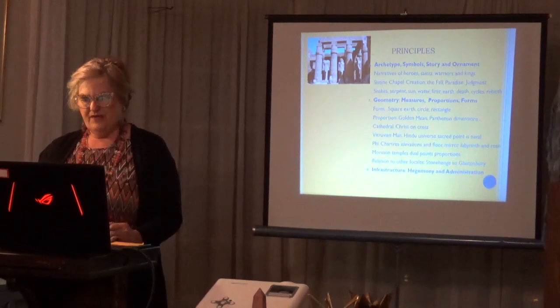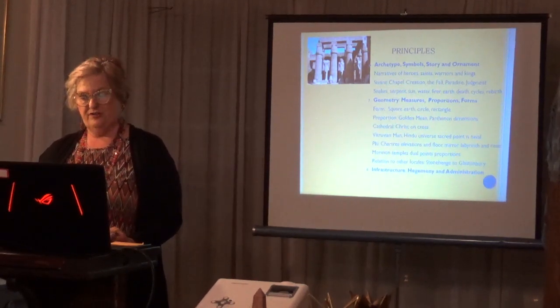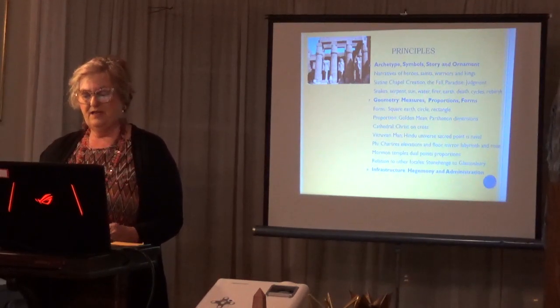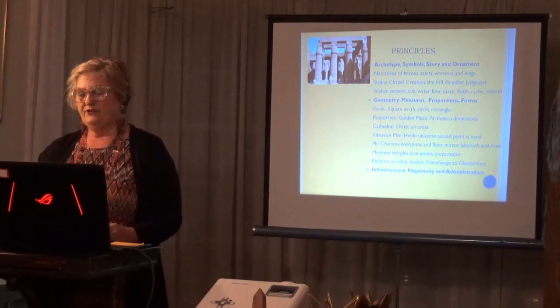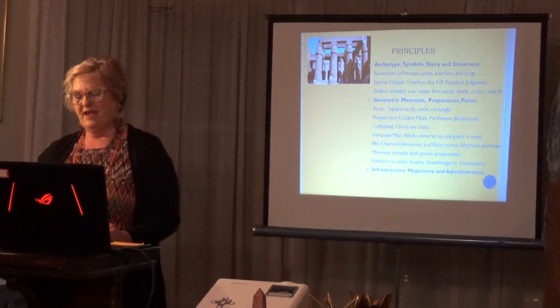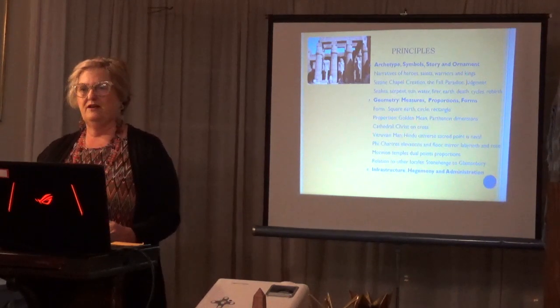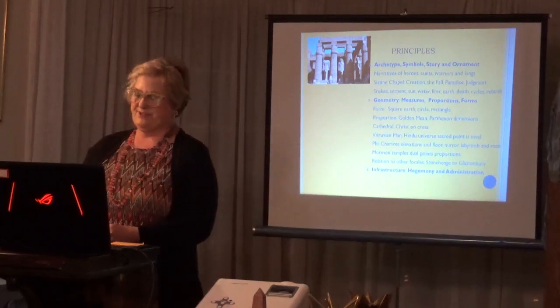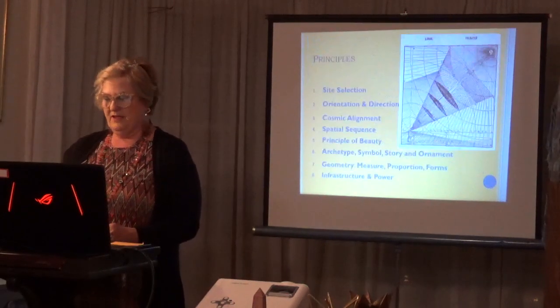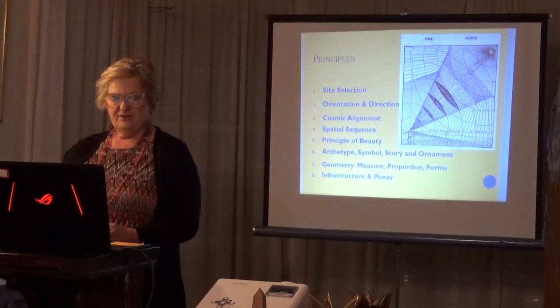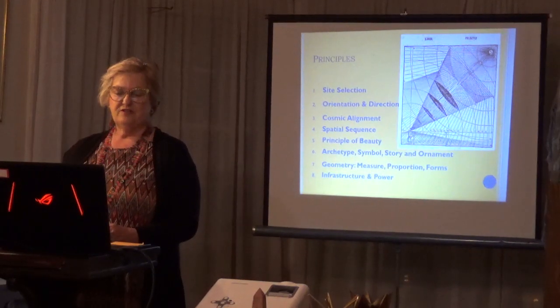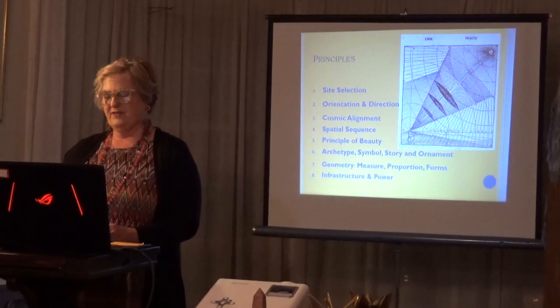The last one then is infrastructure, hegemony, and administration. So in order to build great sacred sites, we have to have an infrastructure, a power structure, and a bureaucracy to make that happen. So this is just repeating what we just went through: site selection, orientation, cosmic alignment, space, principles of beauty, archetypes, geometry, and then power.